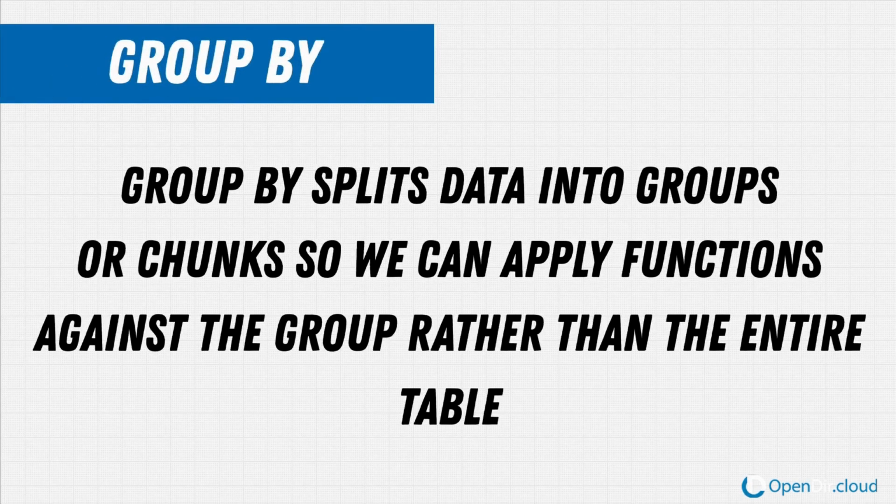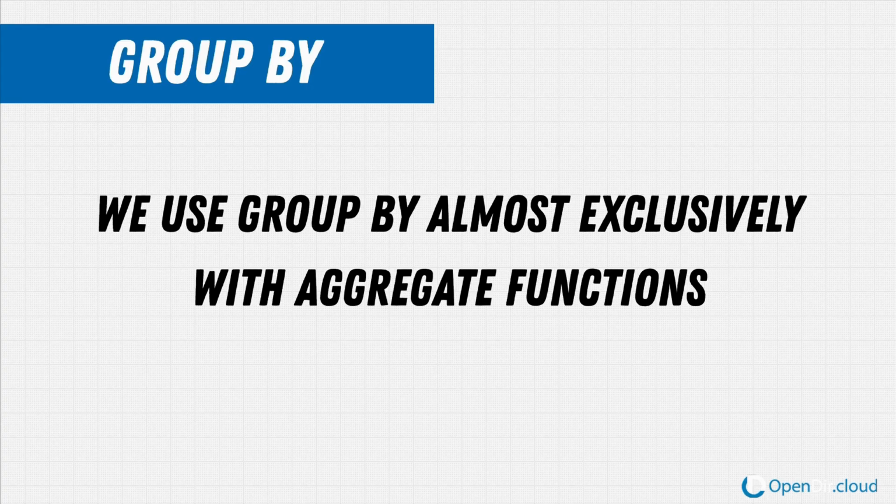So group by splits data into groups or chunks so we can apply functions against the group rather than the entire table. Because as you remember, when we ran functions, we were running functions to get a single answer, a single return value. If we counted employee number, we get the total number of employee numbers. So group by allows us to chunk the data into groups so we can apply the function against a group. We use group by exclusively or almost exclusively with the aggregate functions with sum, min, max, count, etc., etc.